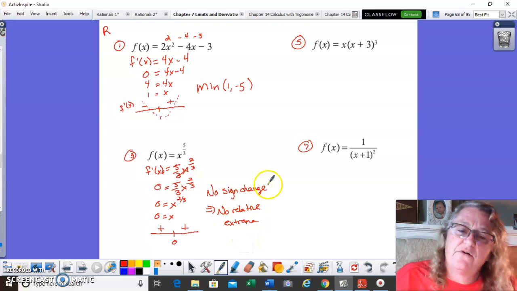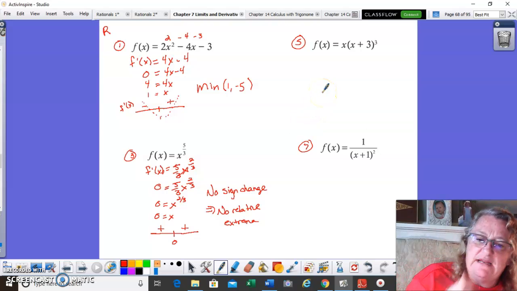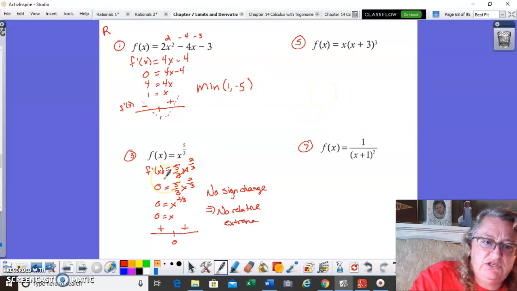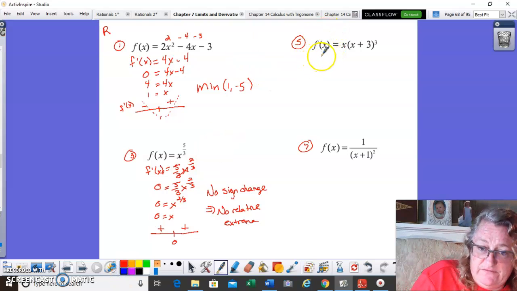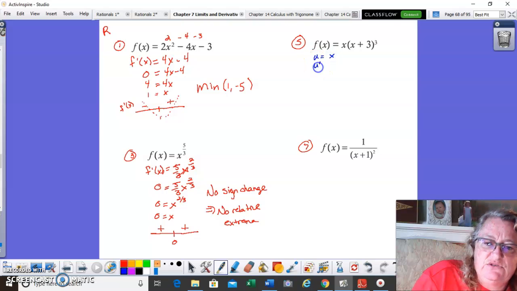All right, so for this one up here, now we get into more difficult ones. I'm going to change color a little bit because this red is getting to me. I have to find the first derivative in order to find the relative extreme points. To do that, I'm going to have to apply the product rule. I see a product of 2 functions, so u is my first function and it is x, and its derivative is 1. And v is going to be the quantity x plus 3 cubed.